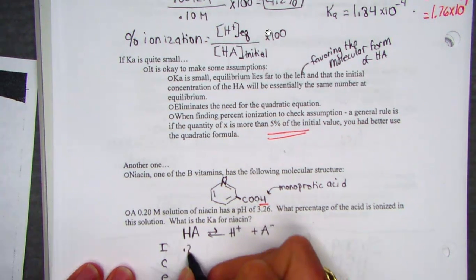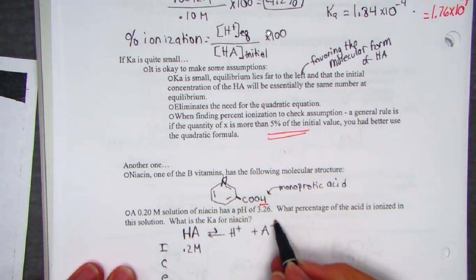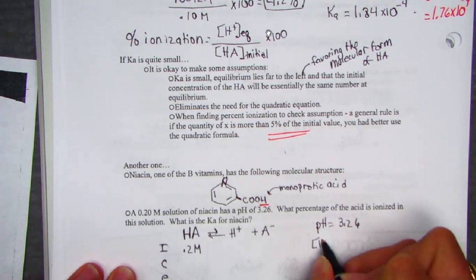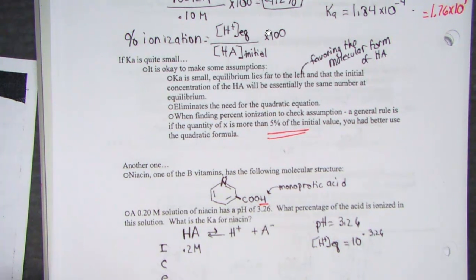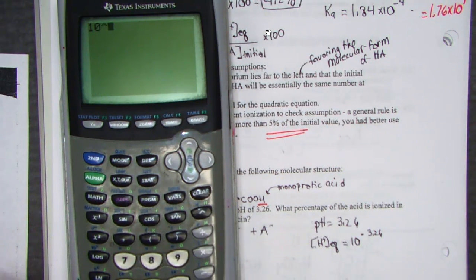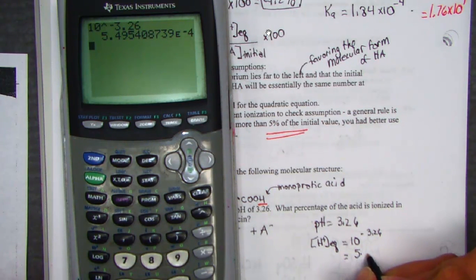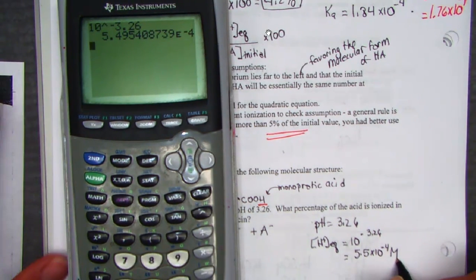Initially, we were given 0.2 molar HA. At equilibrium, we found a pH of 3.26. We know that we can use 10 raised to the negative pH to find the hydrogen ion concentration. Let's hit that and see what we find. 10 raised to the negative 3.26 gives me a hydrogen ion concentration of 5.495. Let's just say 5.5 times 10 to the -4th molar.